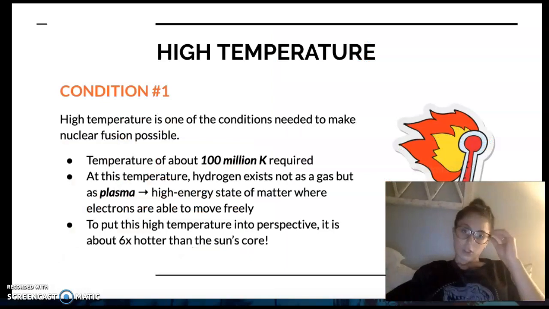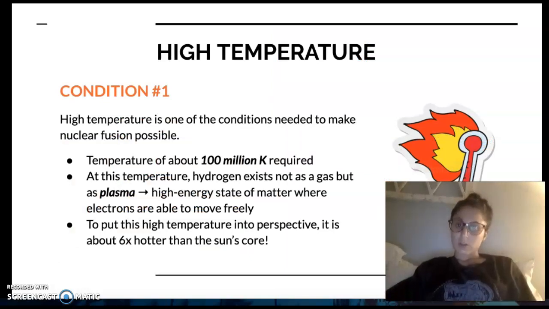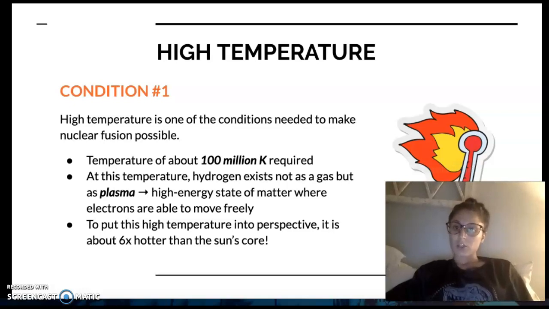So there are a few conditions needed for the nuclear bomb reaction to happen. For condition 1, high temperature is definitely one of the conditions. You need a temperature of about 100 million Kelvin, and at this temperature hydrogen is not gas but plasma.